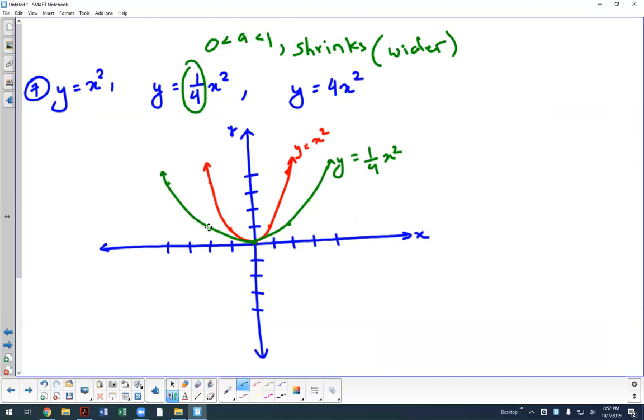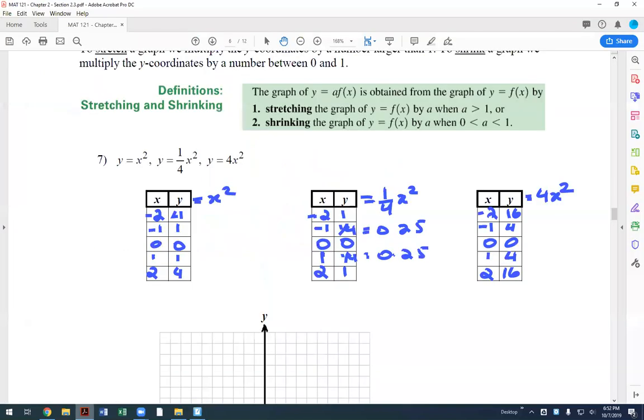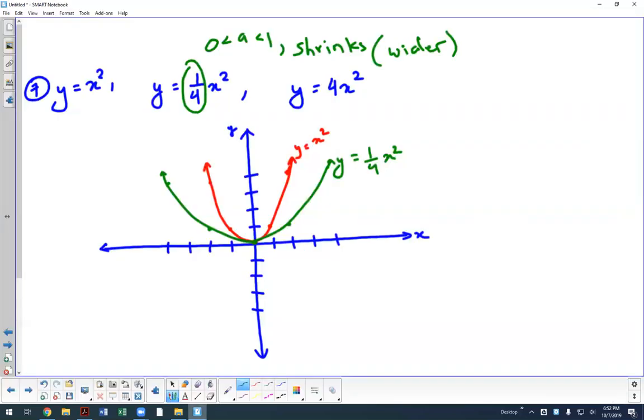Okay, let's see, with the 4x squared, what did we have? Oh, (-1, 4), (0, 0), and (1, 4). So think about, imagine what happens to a rubber band when you stretch it, right? It becomes narrower. So that's kind of what's happening with that 4x squared function. Again, in the red is our original function, and you'll see with the 4x squared, it became narrower.